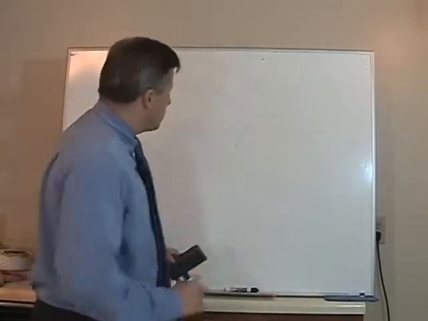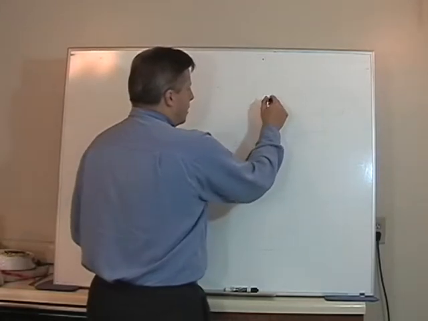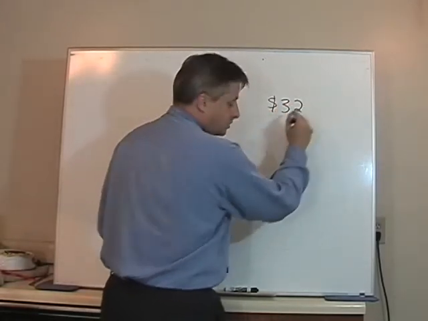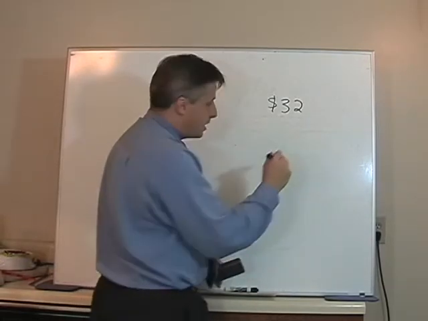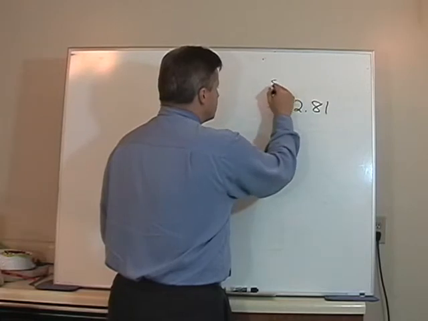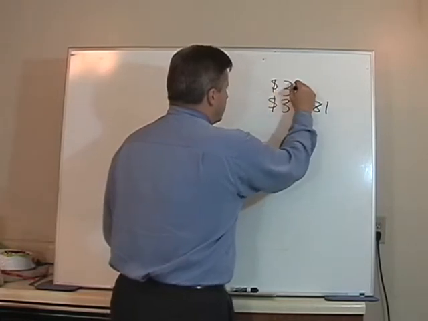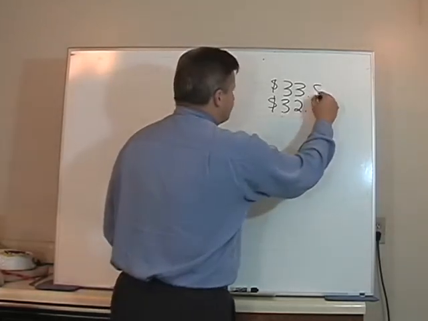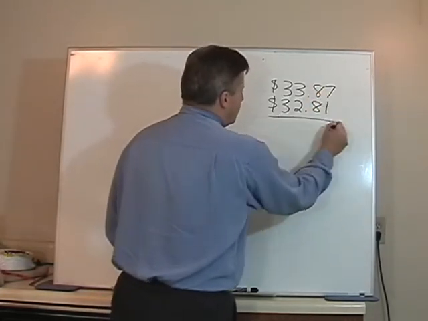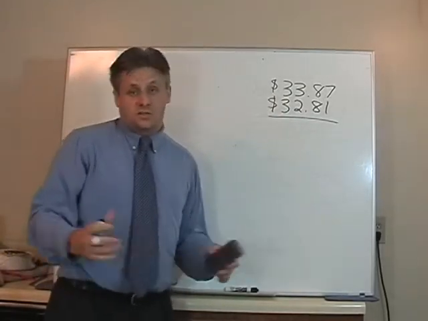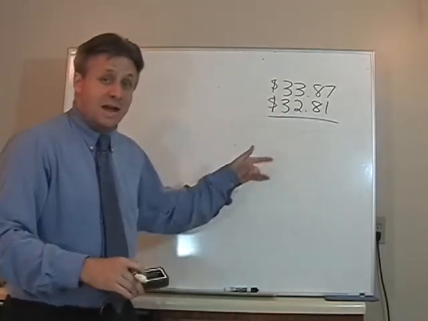Alright, so we're given some information. On Monday, the stock is $32.81. That's Monday's. On Tuesday, it ended at $33.87. The question is, how much did it increase from Monday to Tuesday? Well, we can see that it did increase, so clearly this is not a stock that I have in my portfolio.